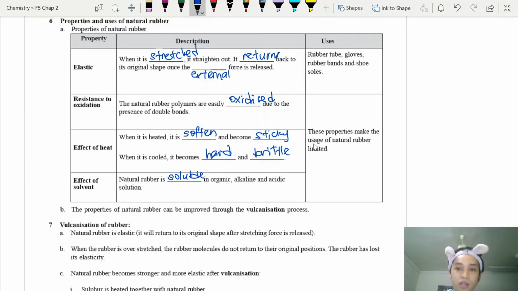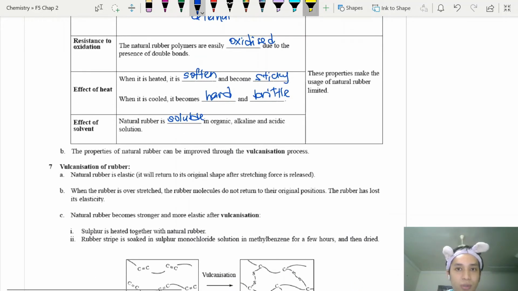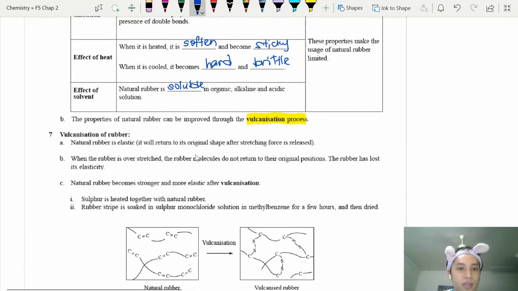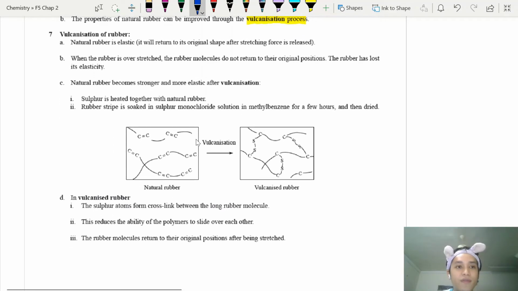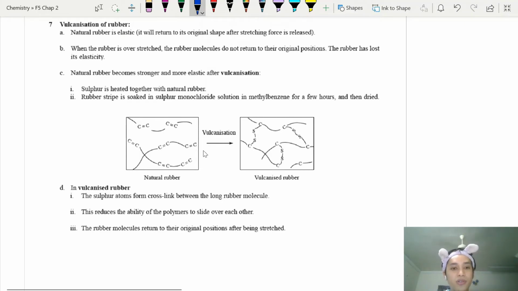Therefore the uses of natural rubber are very limited. We don't use natural rubber to produce daily life products, because it is not good enough. Since it is not good enough, what we do is we make it better, and we do that through a process called vulcanization. You must know the name of the process. Vulcanization of rubber is basically we try to make the rubber better. We change the natural rubber into something better.